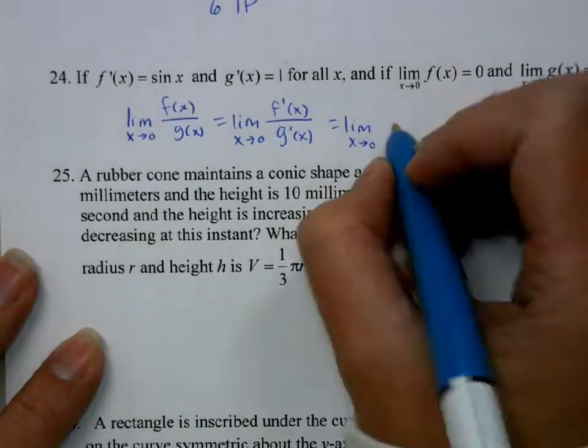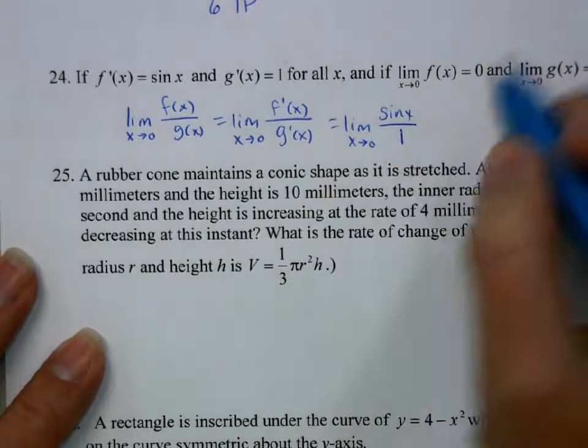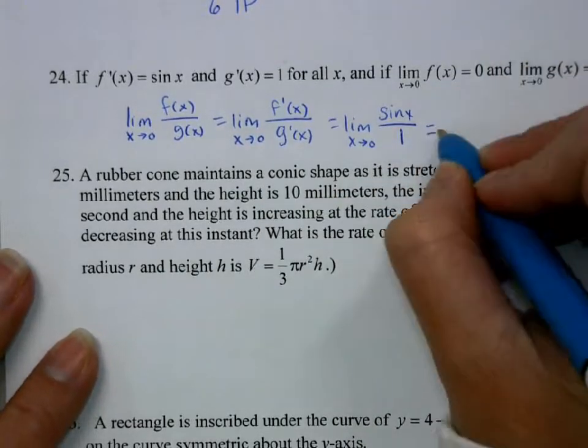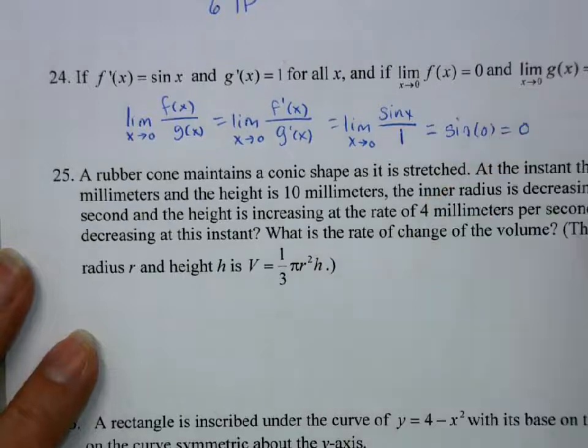So f prime of x is sine of x. G prime of x is just 1. So this will be sine of 0, which is 0.